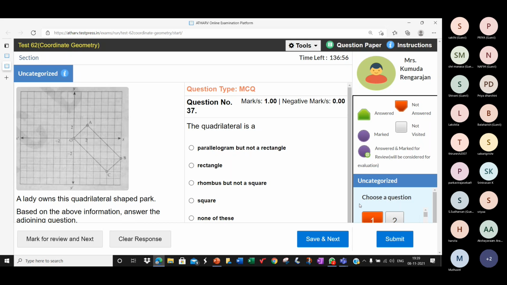If both pairs of opposite sides are equal and both the diagonals are also equal, then it is a parallelogram. Furthermore, it's a rectangle. It's not that it's not a parallelogram. It is a parallelogram. It's a special parallelogram which is called a rectangle. A rectangle is a parallelogram.